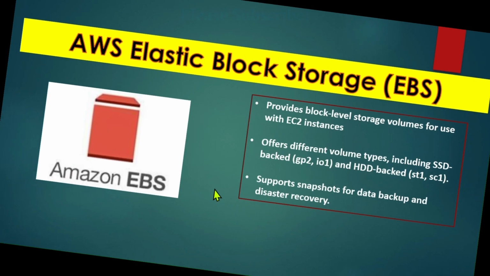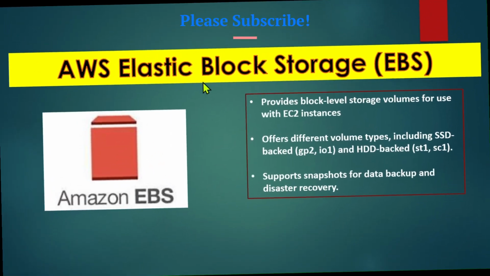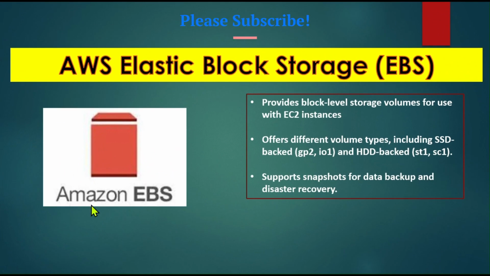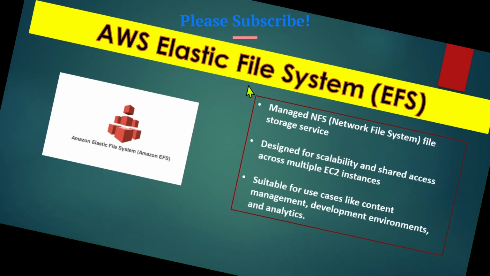Amazon EBS, Elastic Block Store, provides block-level storage volumes for use with EC2 instances. Offers different volume types, including SSD-backed, GP2, IO1, and HDD-backed ST1, SC1. Supports snapshots for data backup and disaster recovery.